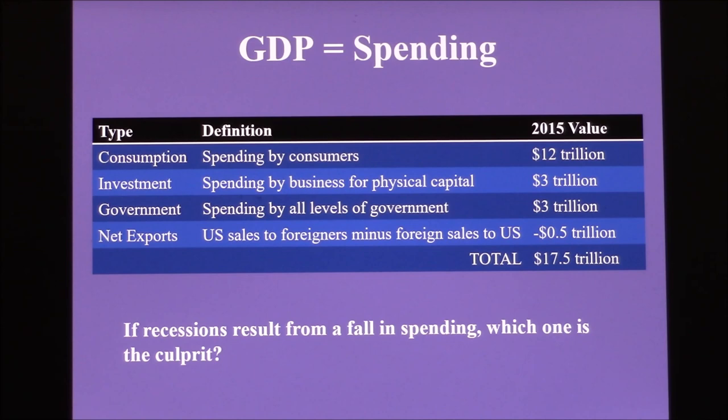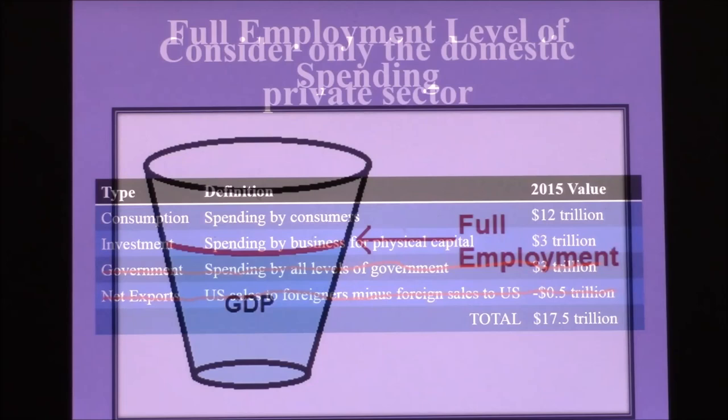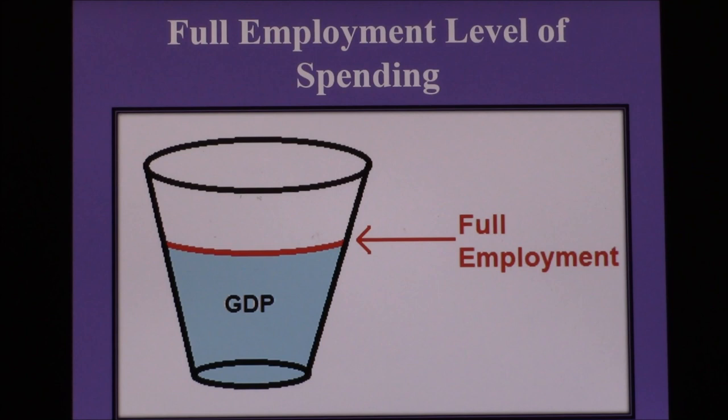So what I'm going to do here is simplify the world. Let's make every Texan's dream come true: get rid of the government and get rid of foreigners. So now we only have the private sector, only consumption and investment. Obviously the government could cause a recession by cutting back on spending, and trade could cause a recession with a massive trade deficit, but those are exceedingly unlikely scenarios. So let's pull those out and look just at the domestic private sector by itself, and examine those two. I like to do this when talking to what I like to call dummies, or people who aren't economists like you and me.